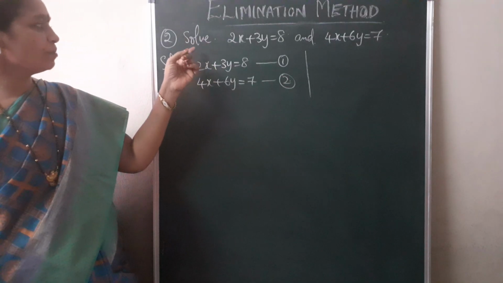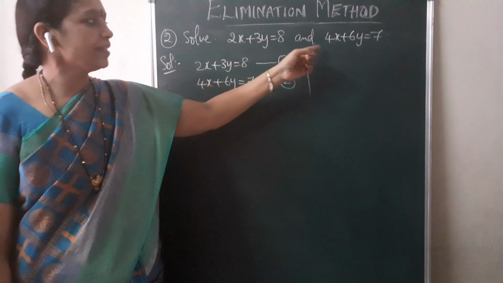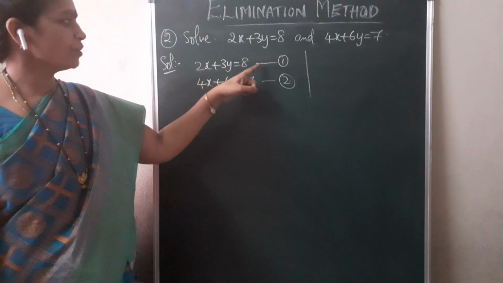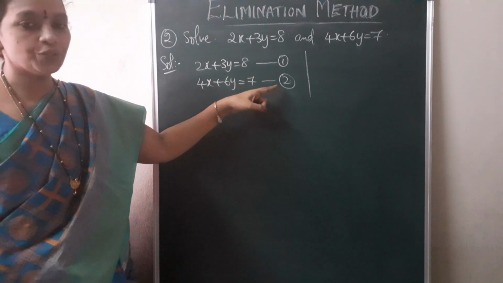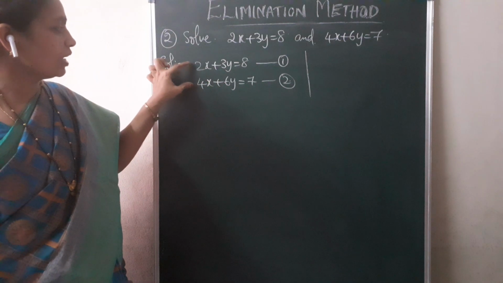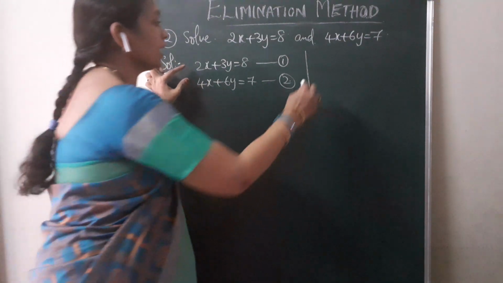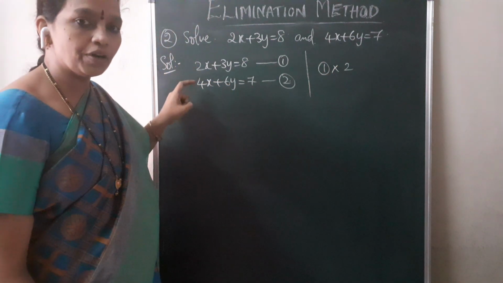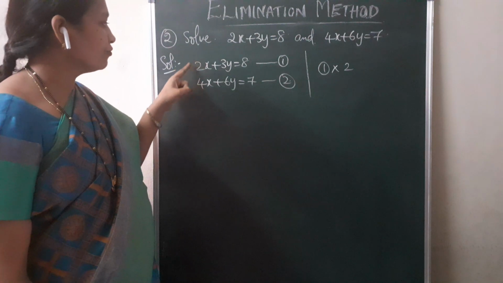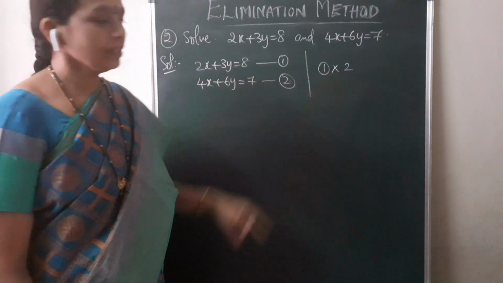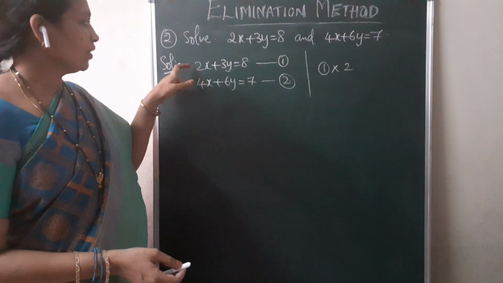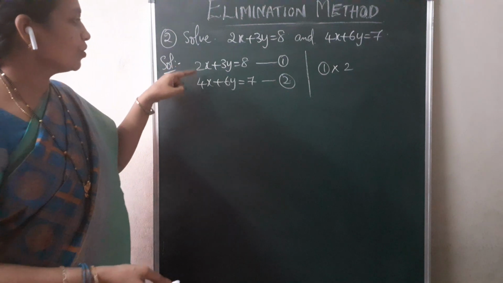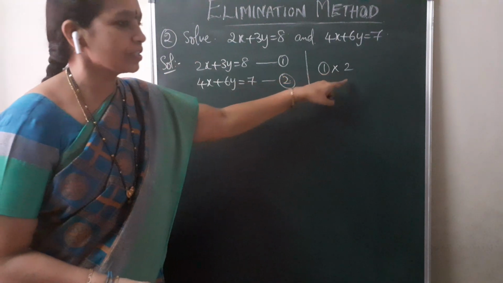Secondly, in the second example, solve 2x plus 3y is equal to 8 and 4x plus 6y is equal to 7. Two equations are given. Let us assume the first equation as equation 1 and the second as equation 2. Then I want to make the x coefficients the same. The LCM of 2 and 4 is 4, so to make it 4, you have to multiply the first equation with 2.